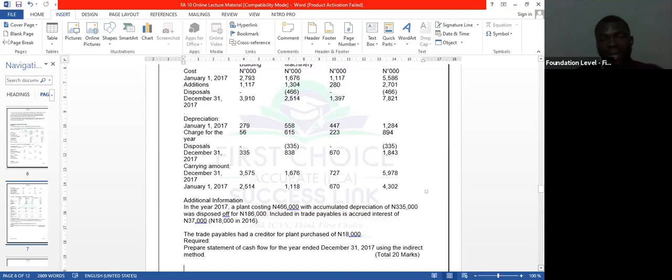In light of that, remember that we have three headings in our cash flow statement. The first one is operating activities. The second one is investing activities. And the third one is financing activities. These are the three headings that we have in our cash flow statement. So let's move on to the solution.